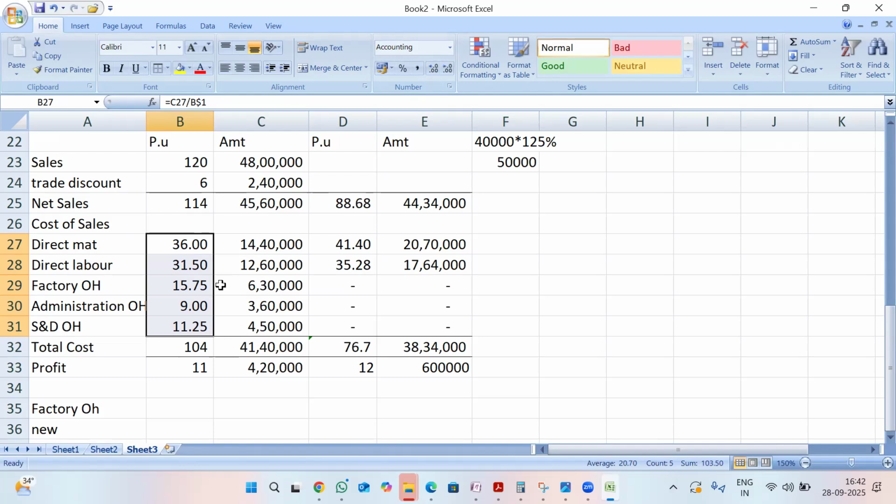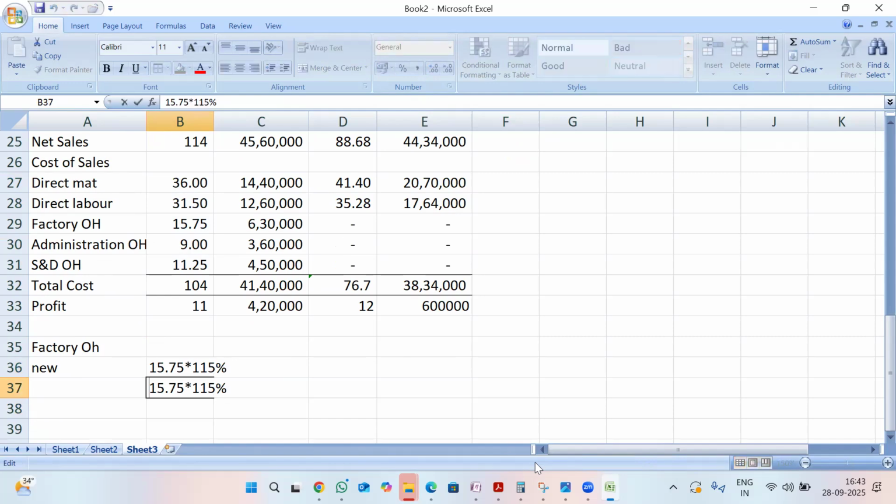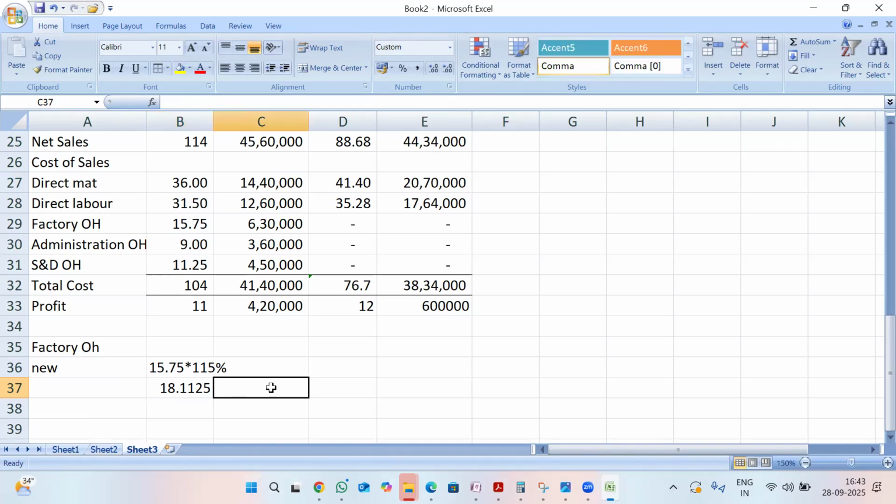Let's see. For material and labor, my answer won't change compared to the previous. Only factory overheads and administrative overheads will change. So now I am going to calculate factory overheads. 15.75 is my existing. Now how much percentage is it increasing? 15 percentage, that is 115 percentage will be my new. So I will be getting 18.1125. Then per unit into 50,000 units, my revised factory overheads will be 905,625 after increasing.